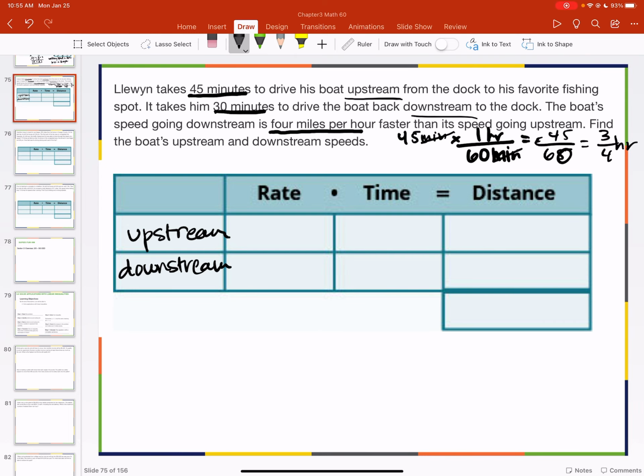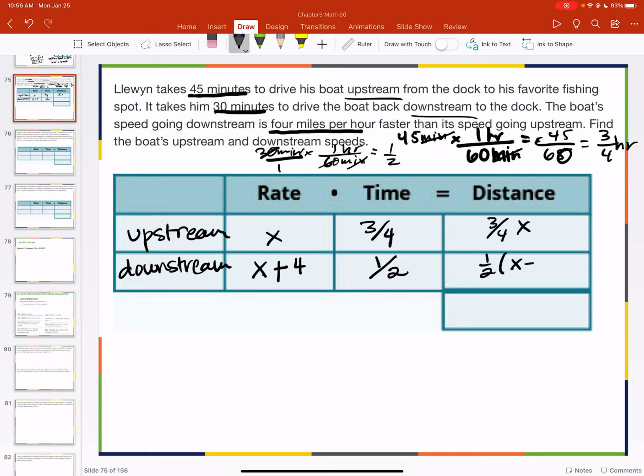So it takes him 3/4 of an hour to go upstream, and then 30 minutes, of course, is half an hour. But just in case you want to see the math, it's 30 over 60, which of course is 1/2. Minutes cancel. So that's downstream, takes him half an hour. The boat speed going downstream is 4 miles per hour faster than the speed going upstream. We don't know what that is, so let's let that be our x, okay? So then to find the distance, we multiply across. So this becomes 3/4 x. This becomes 1/2 times the quantity x plus 4.